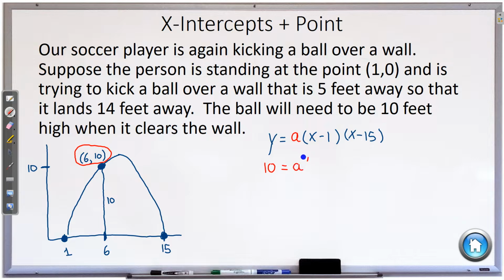So we don't know what a is. I have an x here, that will be 6 minus 1, and another x, so that will be 6 again, minus 15. And now we have one variable left over, and we should be able to solve for that. So let's simplify. 6 minus 1 is 5, and 6 minus 15 is negative 9. And so negative 9 times 5 is negative 45.